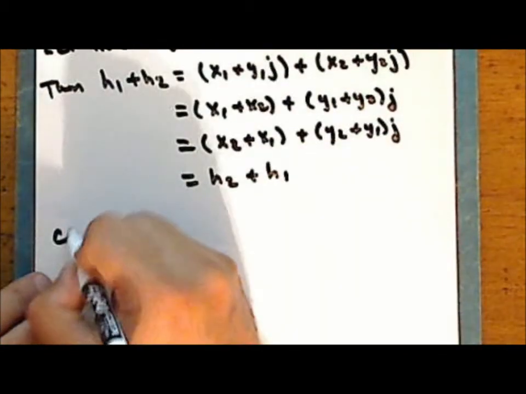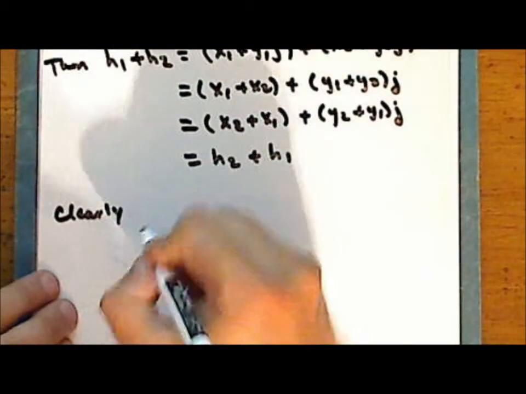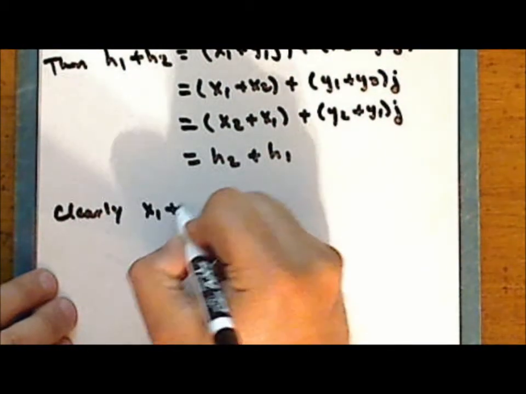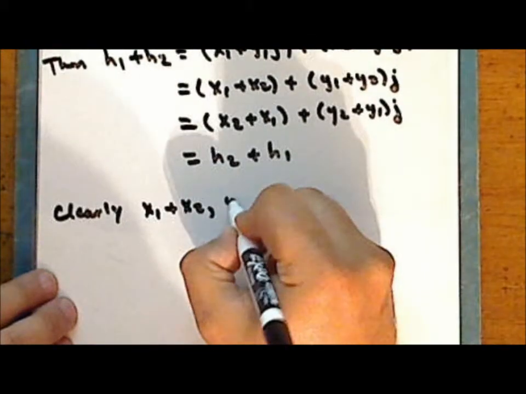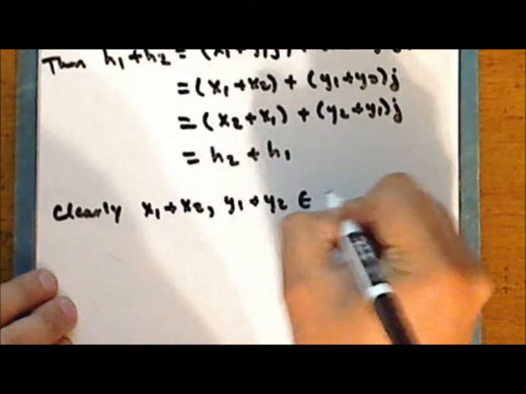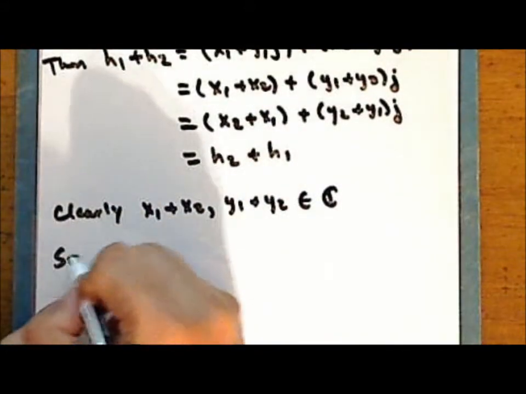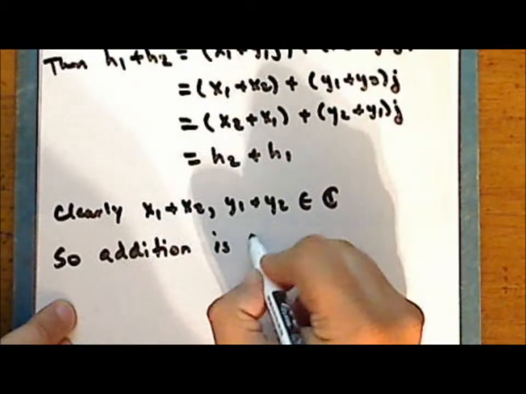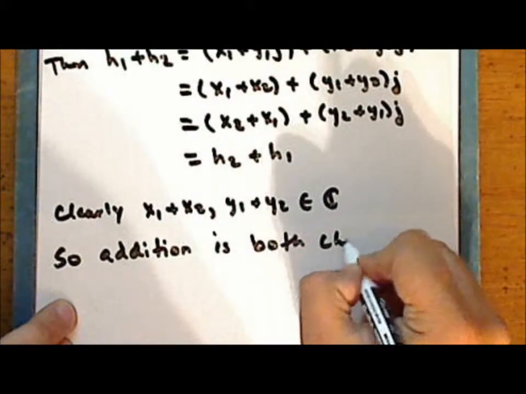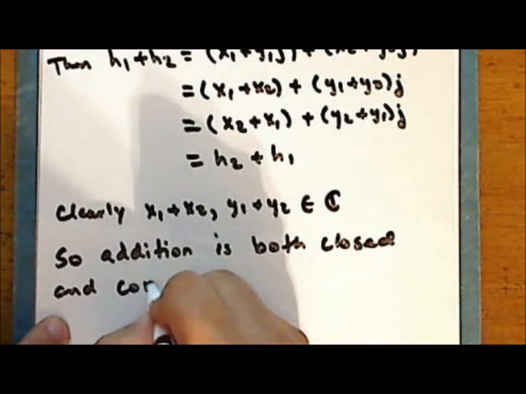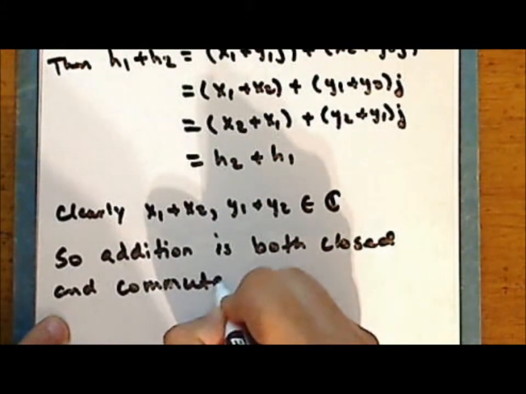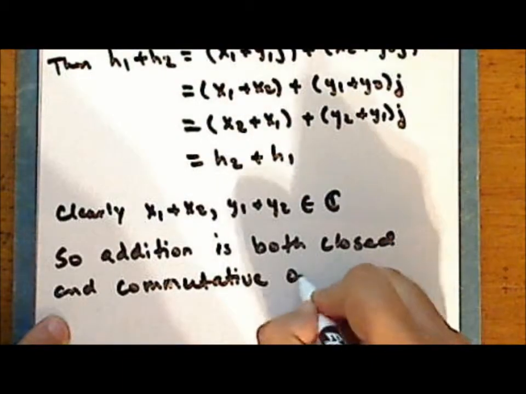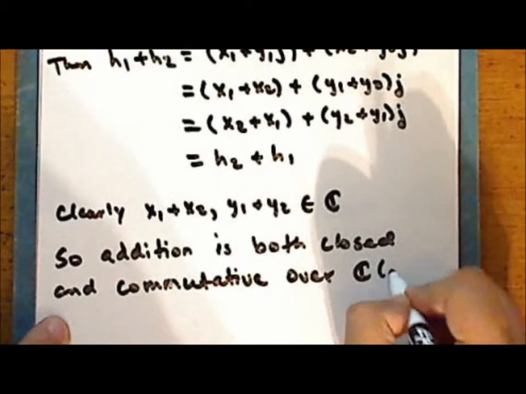Now clearly, the sum of two complex numbers is once again a complex number. And so addition is both closed and commutative over this set of vectors.